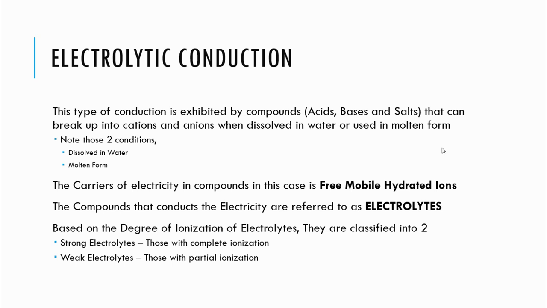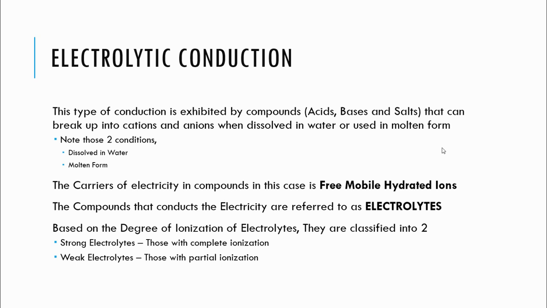But in the molten form, because it's only sodium chloride and I only melt it, it's a physical change. So I'm only going to have sodium and chloride ions alone. So the carriers of electricity in this case are free mobile ions. They are just ions. It is ions that carry the electricity in electrolysis.